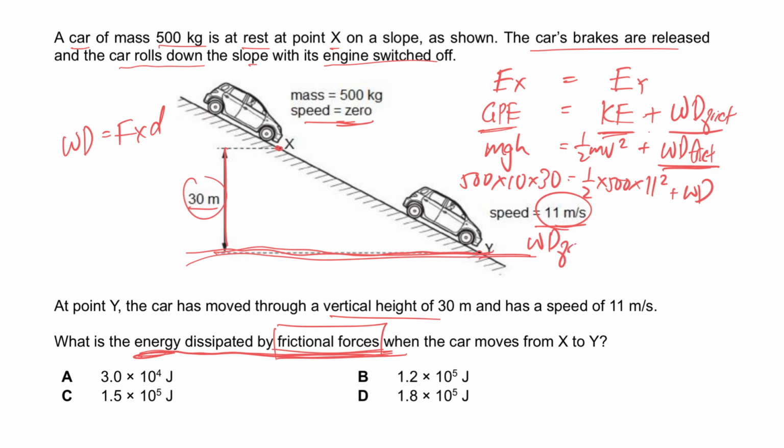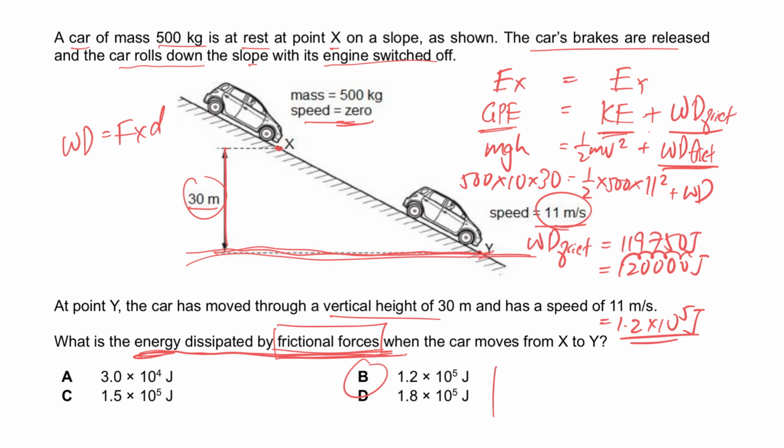So the work done against friction will be 119750 joules, and if you round it off to 2 sig fig, that will be the answer, and then change to standard form. Since the options are all in standard form, I jump 5 times, so there will be 1.2 times 10 to the power 5 joules. So that's how you solve the question.